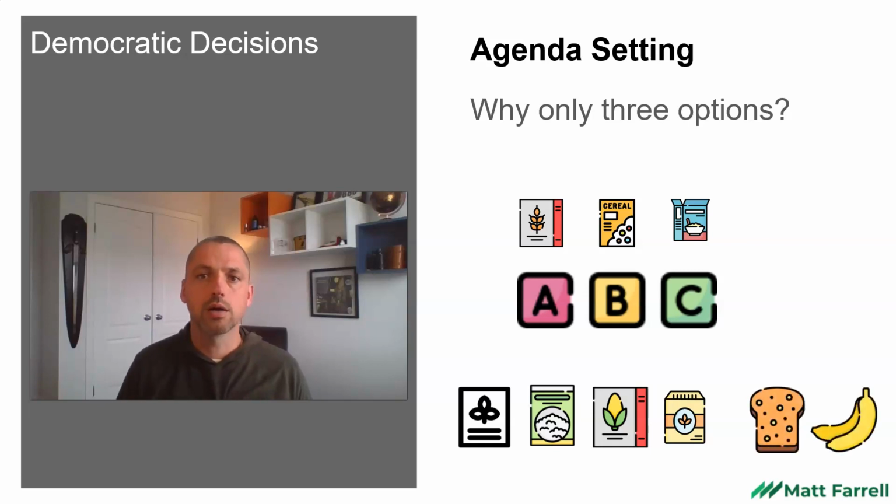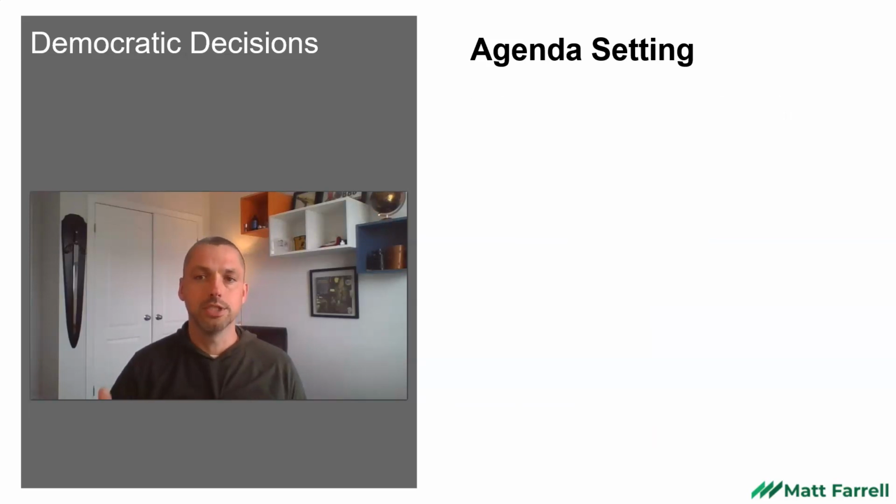Moreover, why are we focused on having cereal for breakfast? Why aren't we having toast or fruit or something else? Someone determined that there was only a certain number of options that are going to come down to final consideration. That's the process called agenda setting.